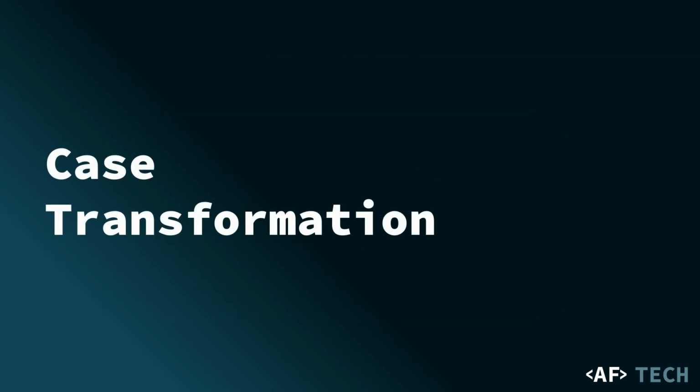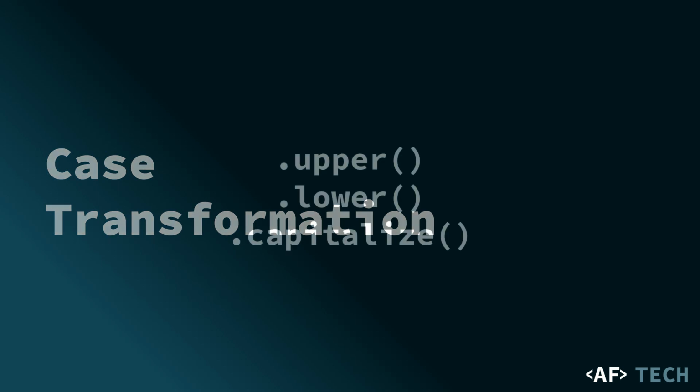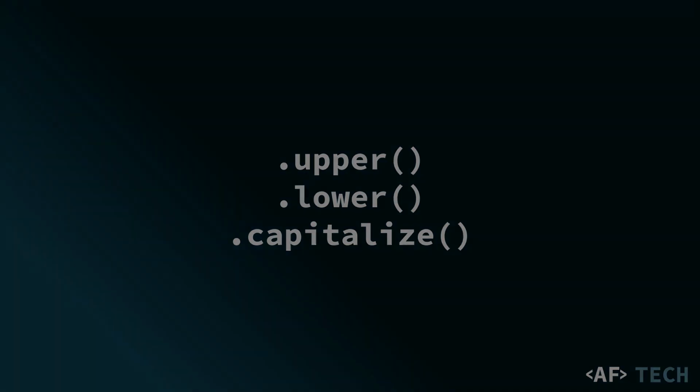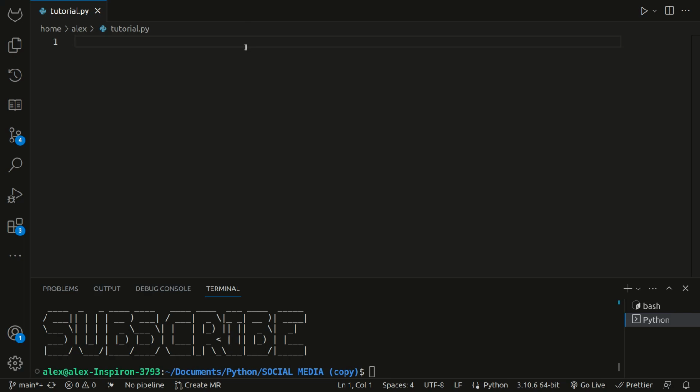First, we'll start with case transformation methods, which allow us to change the case of a string. The methods we'll cover include .upper, .lower, and .capitalize. These methods will help us convert strings to uppercase, lowercase, or capitalize the first letter, respectively. Let's see an example that demonstrates the usage of case transformation methods.